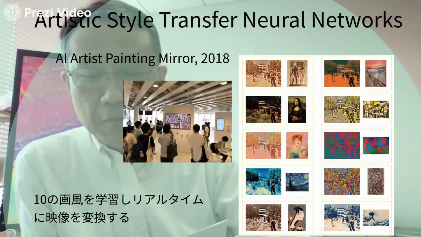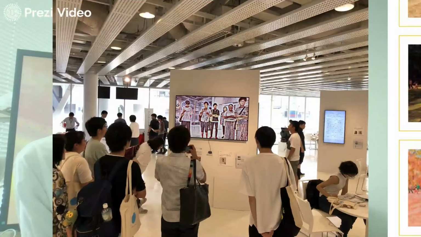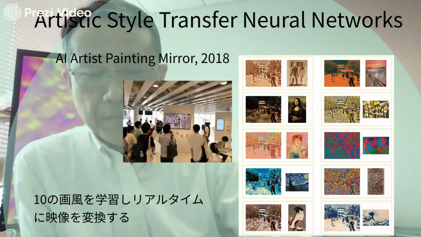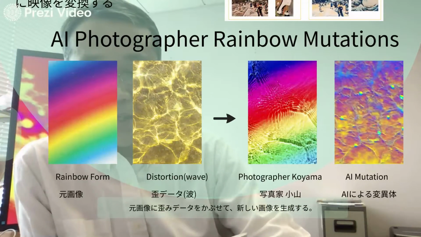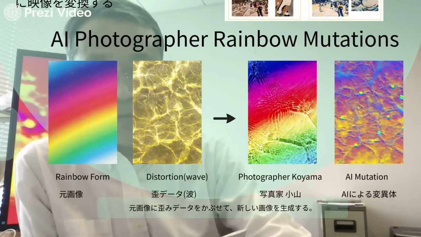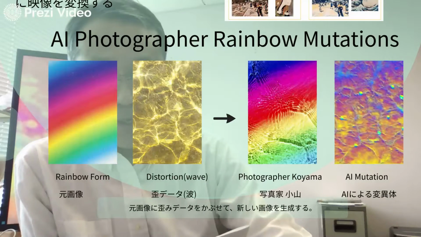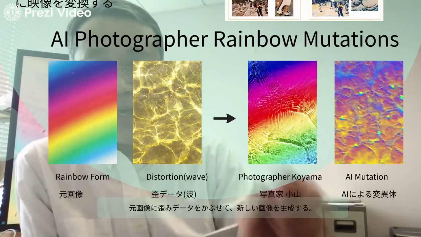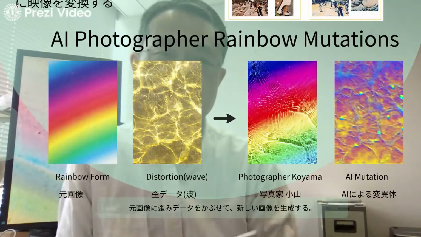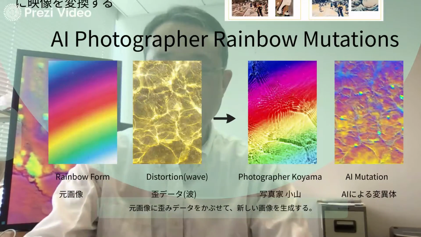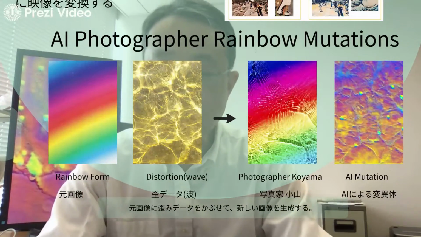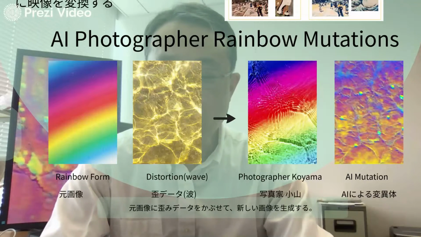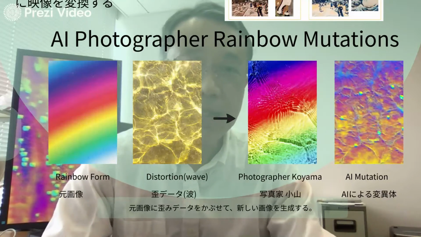One example of exhibition is here. This is Nakano campus Art Festa. And next, I applied this style transfer method to experimental photography. It is called AI Photographer Rainbow Mutations. In this case, AI learns the method of contemporary photographer Taisuke Koyama.